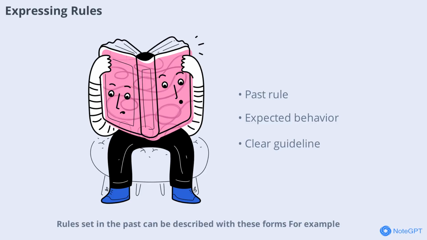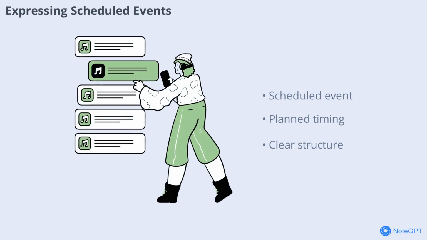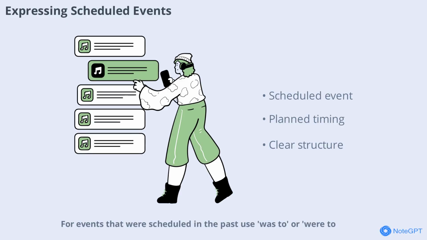Rules set in the past can be described with these forms. For example, students were to wear uniforms every day. This makes it clear that the rule was established and expected to be followed. For events that were scheduled in the past, use was to or were to. For example, the concert was to begin at 8 p.m. This structure is perfect for talking about planned events, whether or not they happened.